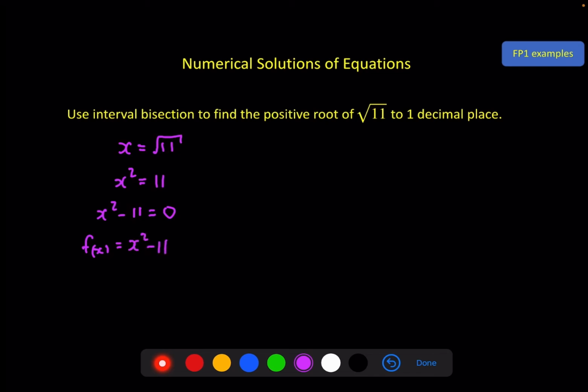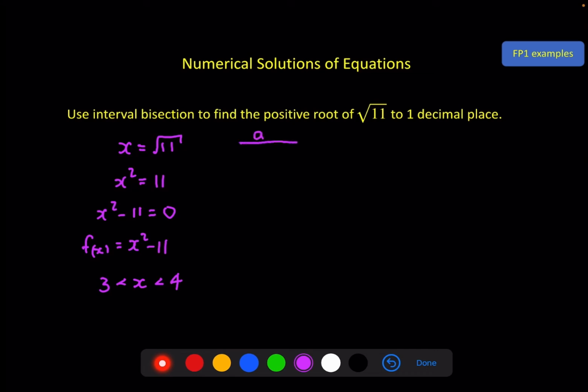And we're trying to find the root of this function. We should use a bit of common sense here. We know the square root of 9 is 3, and we know the square root of 16 is 4, so it's reasonable to start with the interval from 3 to 4. So a table might look something like this.